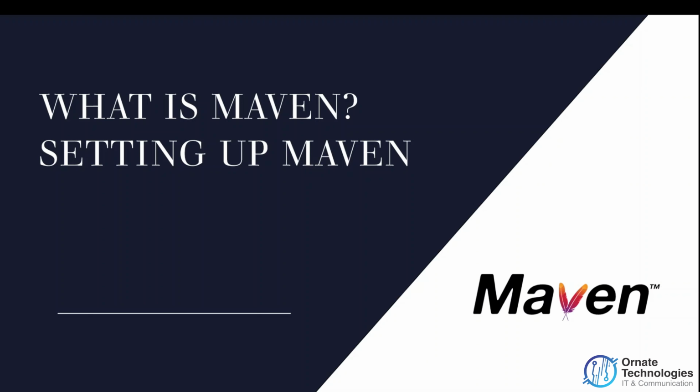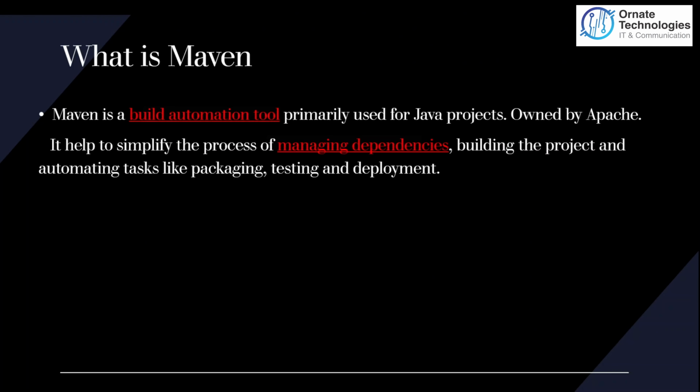Now, before we set up Maven, let us understand what Maven is all about. Maven is pretty much a build tool, primarily used by Java, and it is owned by Apache. What it does is it helps to simplify the process of managing dependencies, building projects, and automating tasks like packaging, testing, and deployment. I know you're wondering what all this is saying, right? So now let's just pick up the keynotes here, but as time goes on, you'd understand every word I'm saying, right? Now, Maven is a build tool.